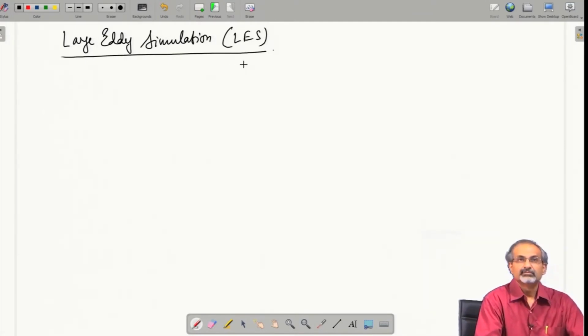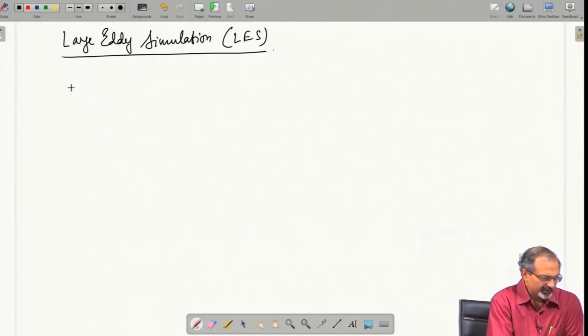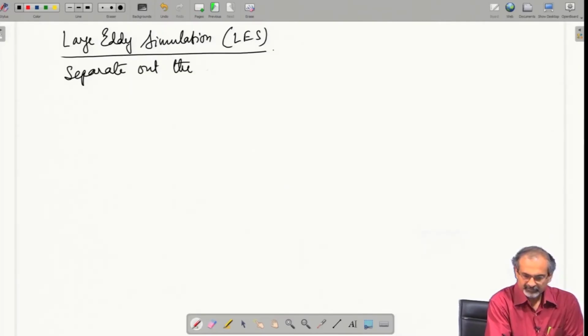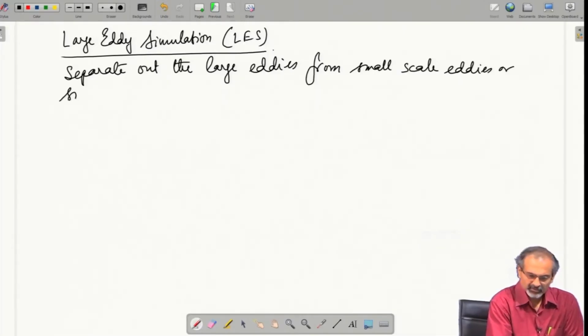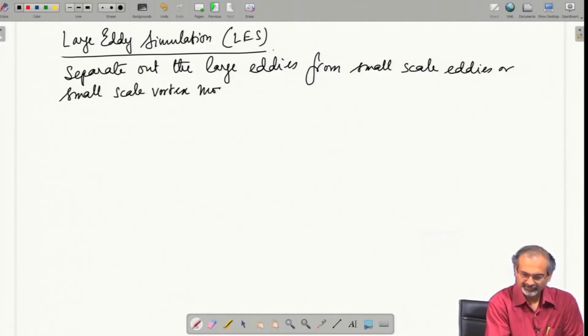In this approach, which we very briefly discussed in a previous lecture on turbulence modeling, we separate the large eddies from small scale eddies or small scale vortex motions. And how do we do it? We use a so called filtering approach.